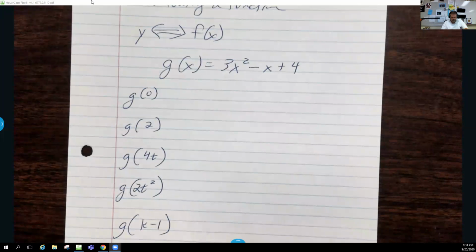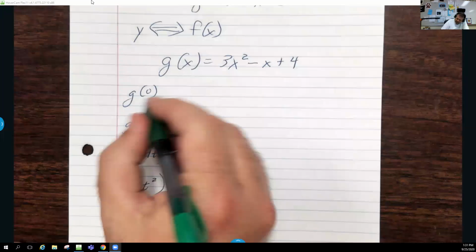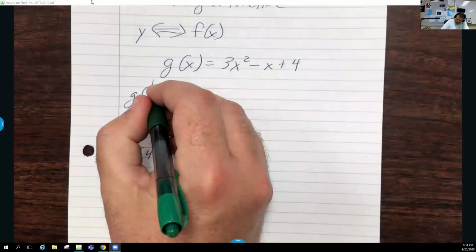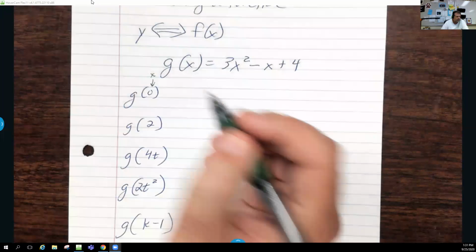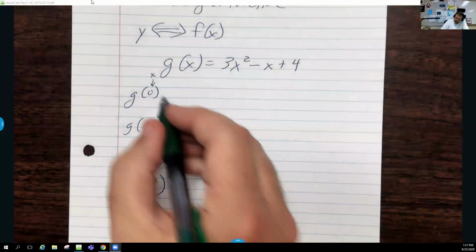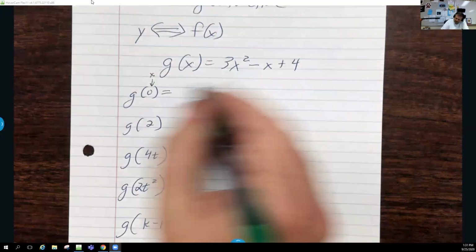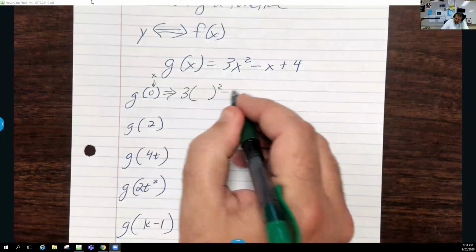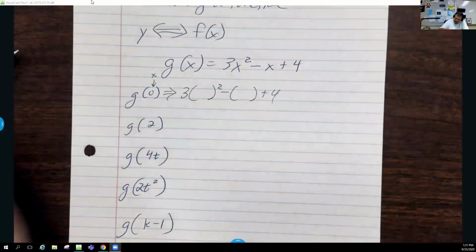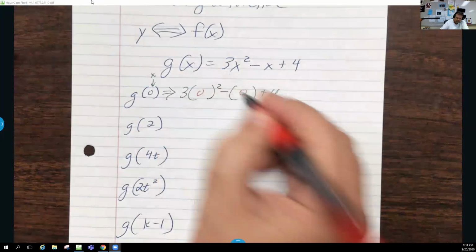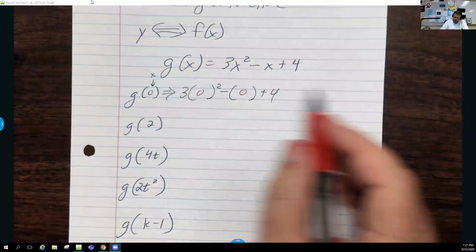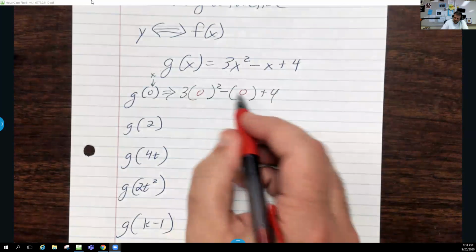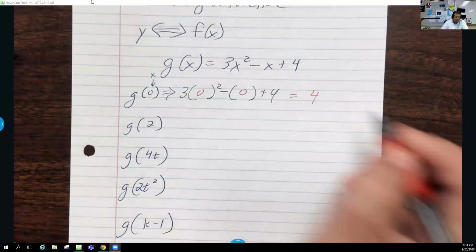So here's what we're going to do. You're going to take this problem. I want to find g of 0, which means x needs to be 0. So what we're going to do is take this, and everywhere we see a parentheses, we're going to put a 0 in. And we're going to solve. So this all 0, that 0, which would be equal to 4. And you're done.